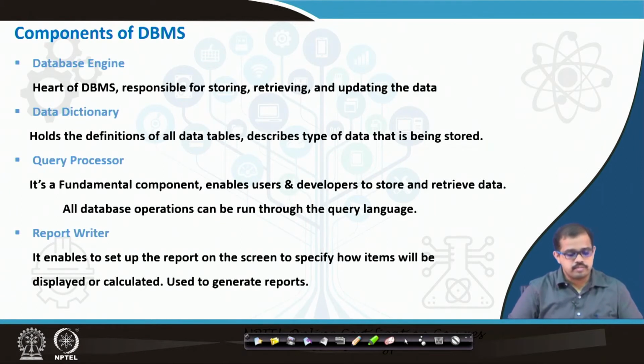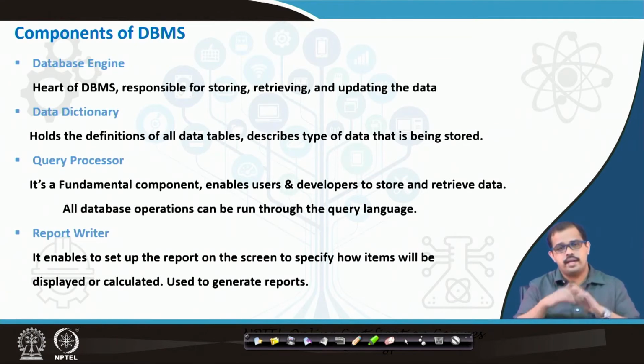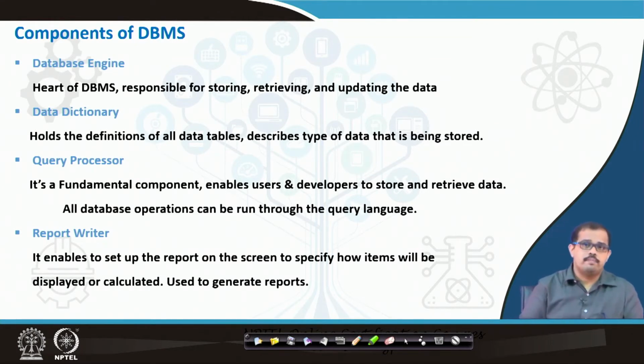The next component is the report writer. Though this particular component has more or less not evolved over a period of time, it enables us to set up a report on the screen to specify how items will be displayed or calculated. So these are normally used to generate reports. Many database systems have different ways of defining it, but the report writer is generally used to compile all the information and generate reports about that information.